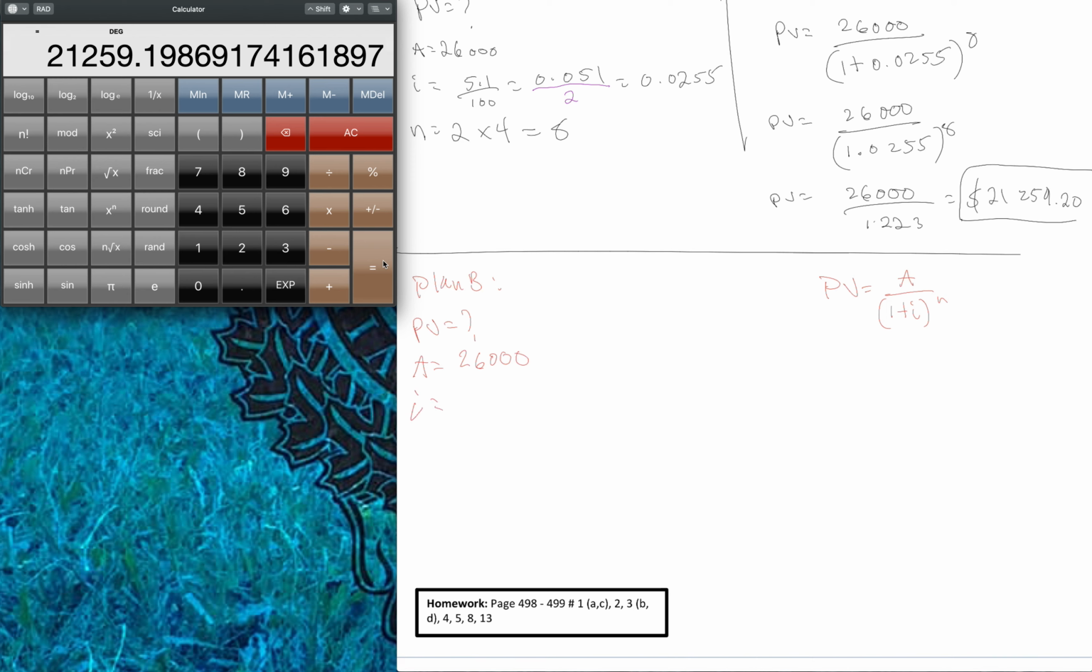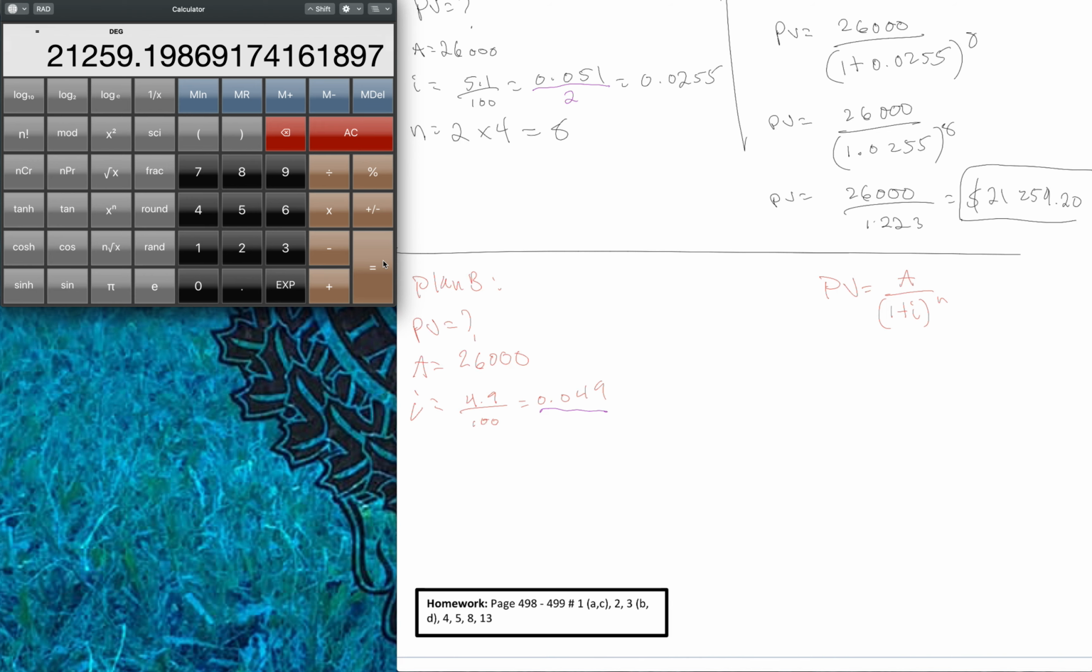Okay, the interest rate, just be careful with this. We'll talk about this again. The interest rate for Plan B was 4.9%. Okay, we're going to have to divide that by 100, so it's 0.049. Now, if you remember back to my purple, you're going to have to figure out how much percent you earn per compounding period.